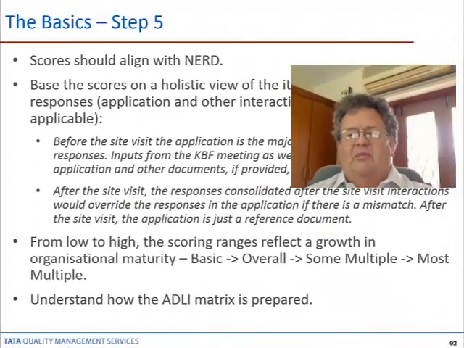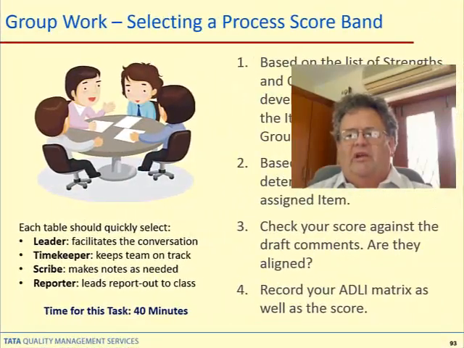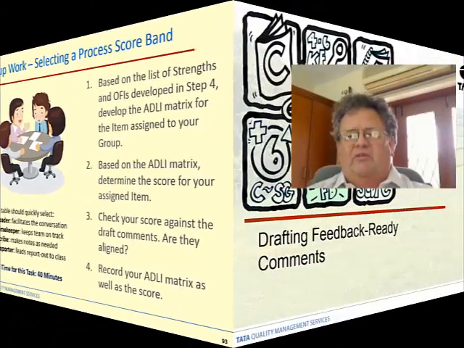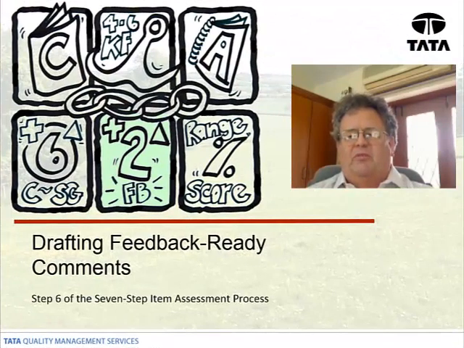Okay, and now we go into the matrix so that we can take a look at this, and in step 5, again, we're going through the basics of this, which is that the scoring as you do it should align with what you've stated in your comments. And so now we ask people to break out into their groups and actually go through and say, what would you recommend as a score band for this particular process item? That then takes us up to where we're saying we think we know about where the score is. Let's go ahead and do a little extra work on the comments. In this case, drafting feedback, writing comments.